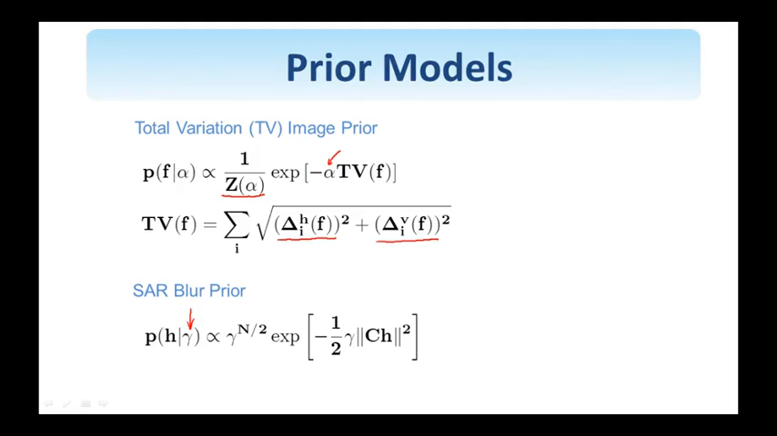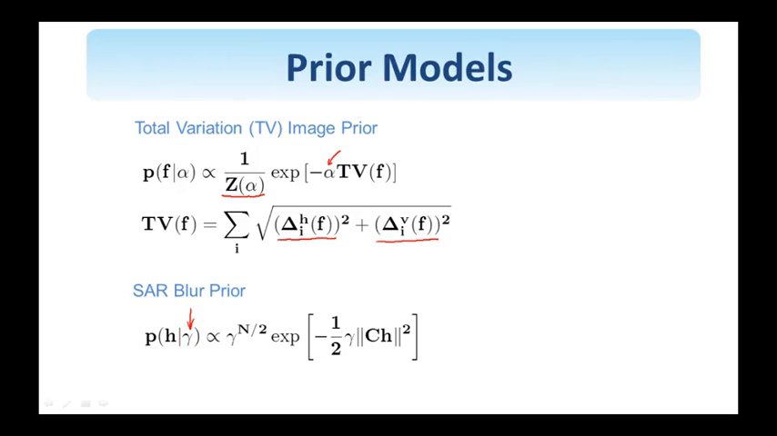The literature is rich with prior models for both the image and the blur. It maybe goes without saying that the more complicated, mathematically speaking, the model, the hopefully better the results, but also the harder the optimization problem one has to solve.